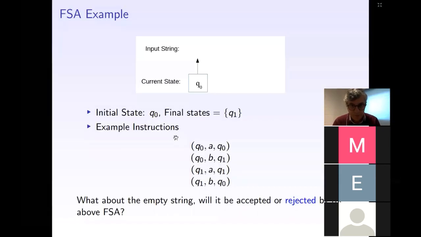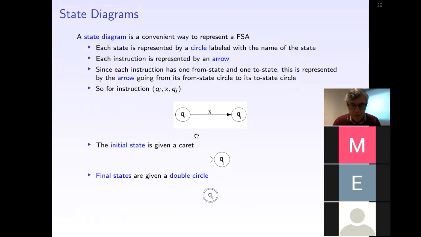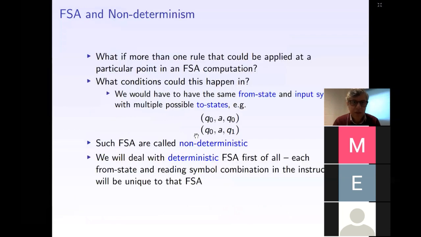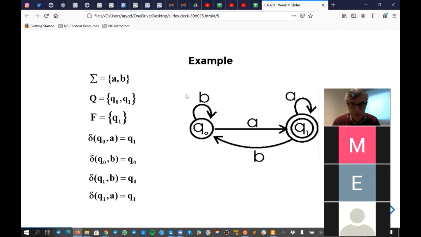Let's continue. What if we have more than one rule that could be applied to a particular point in an FSA? Under what condition could this happen? We are trying to say what is deterministic and what is non-deterministic. In the deterministic case, that's much easier.